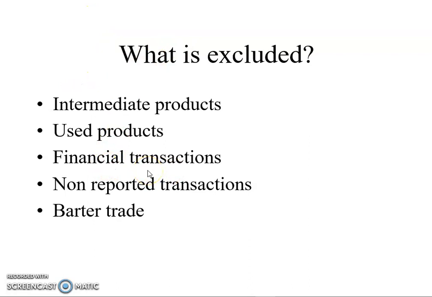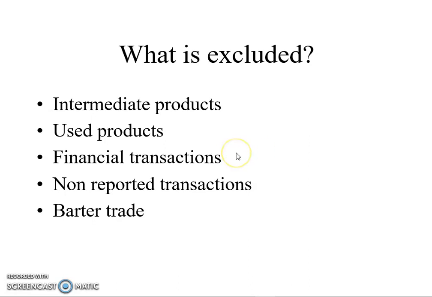Financial transactions. Financial transactions are not included in GDP, because GDP is an economic concept. Any transactions that do not directly represent a production should be excluded. Examples of financial transactions are when we use financial instruments, such as the purchase of stocks, bonds, mortgage securities, credit default swaps, etc.